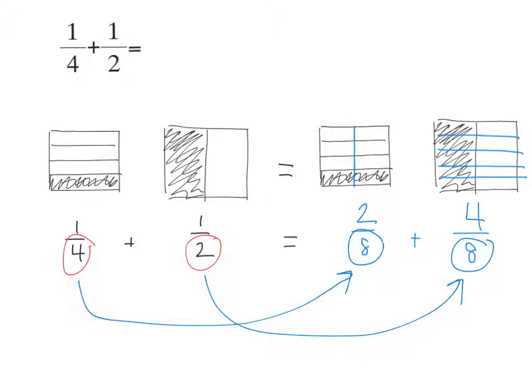If I have 2 eighths, I'm going to add 4 more eighths. How many eighths do I have altogether? 6 eighths. So therefore, 1/4 plus 1/2 equals 6 eighths.